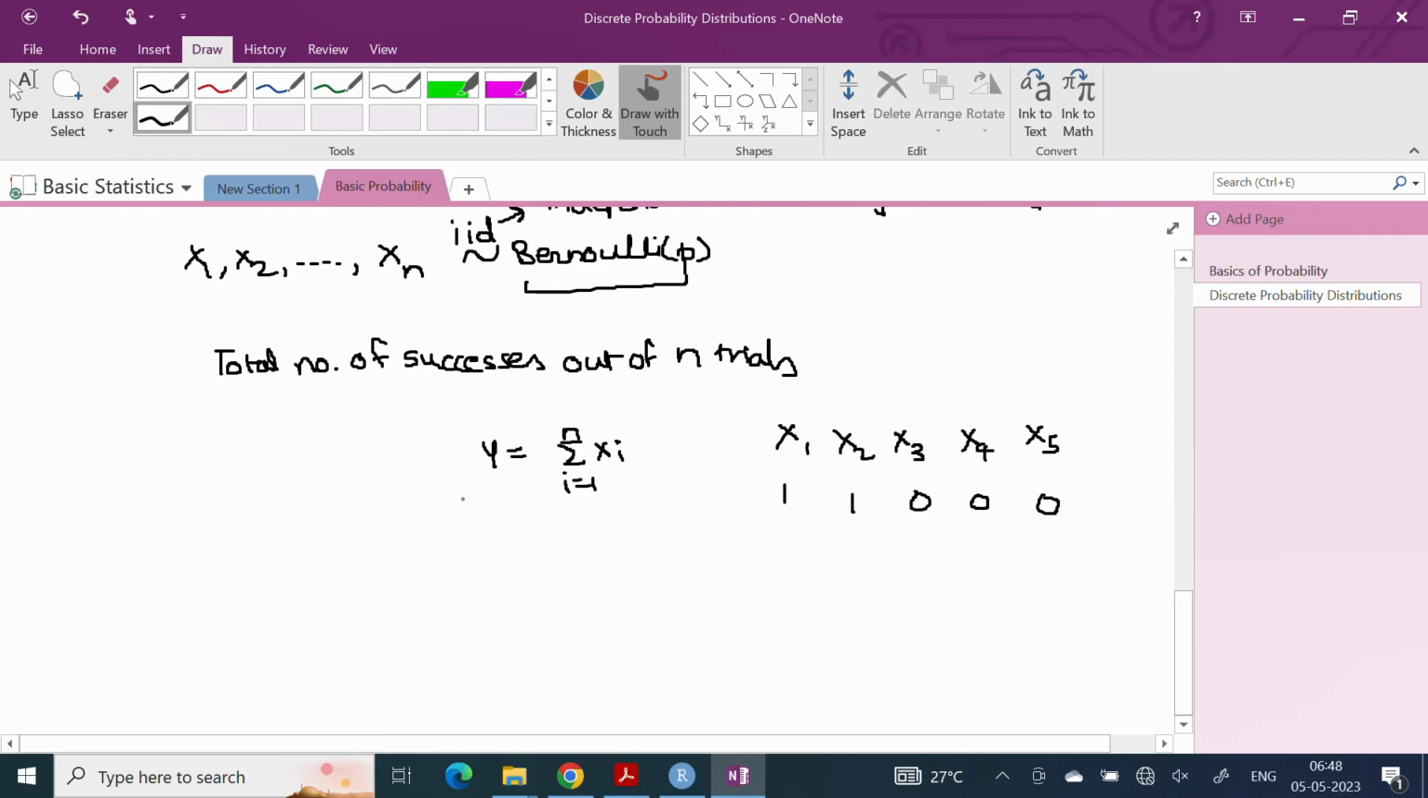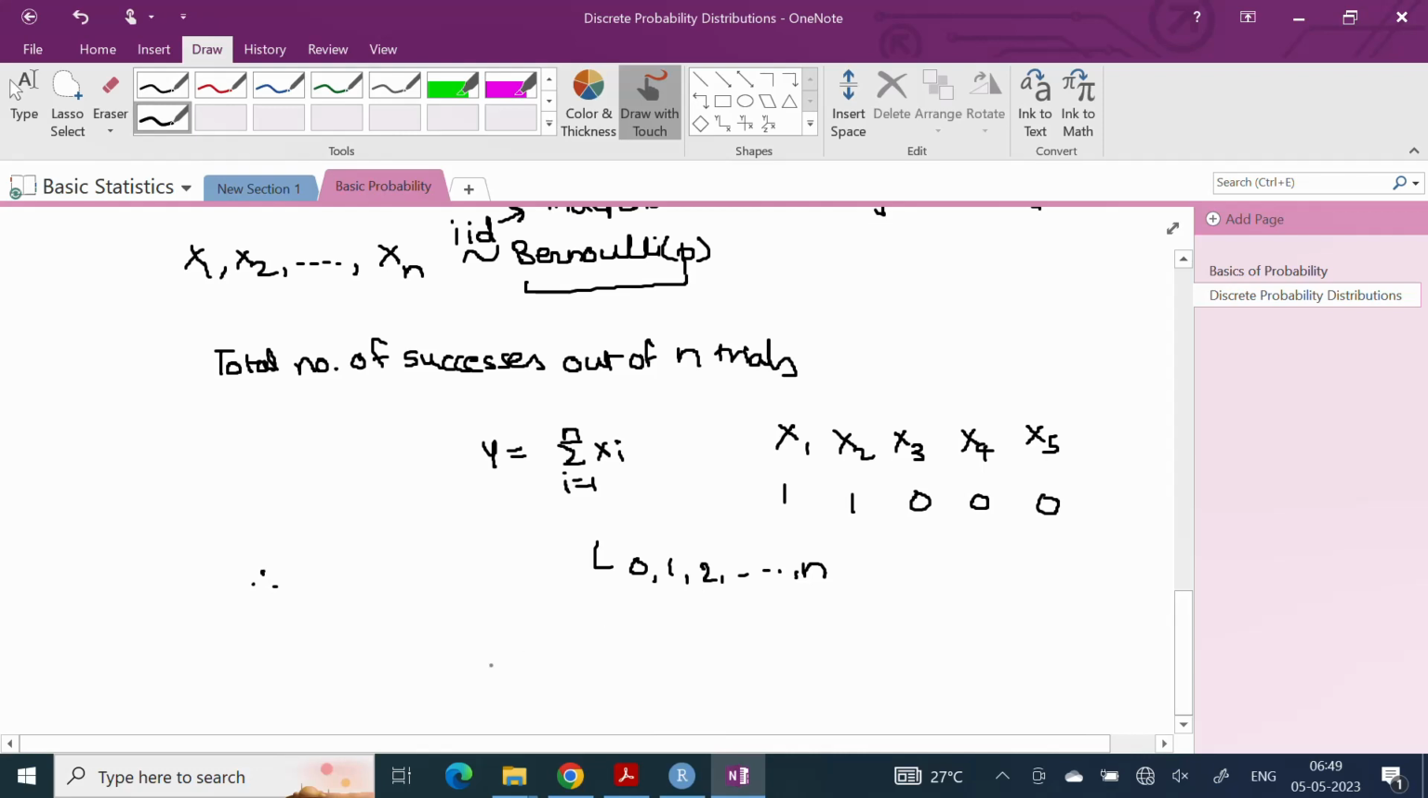Now, what are the possible values of y? If all xi's are 0, then y would also be 0. If, on the other hand, all xi's are 1, then y would be n. So the possible values of y range from 0, 1, 2 up to n. y cannot take negative values and y cannot be larger than n.